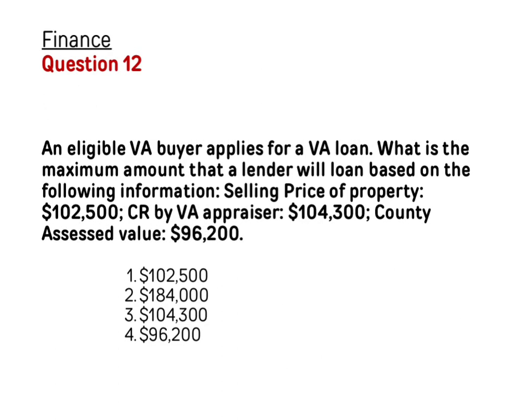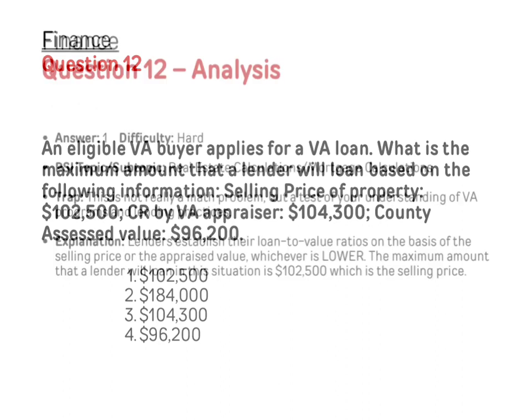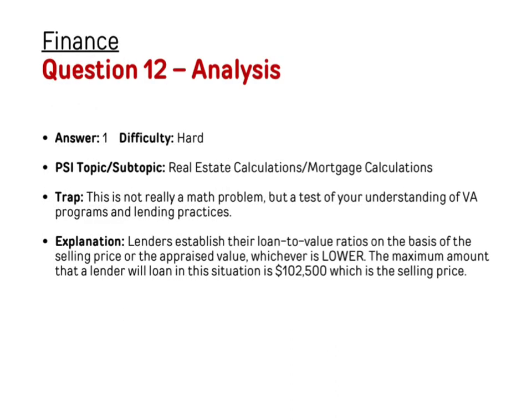Finance question 12. An eligible VA buyer applies for a VA loan. What is the maximum amount that a lender will loan based on the following information? Selling price of property: $102,500. CRV by VA appraiser: $104,300. County assessed value: $96,200. 1. $102,500. 2. $184,000. 3. $104,300. 4. $96,200.